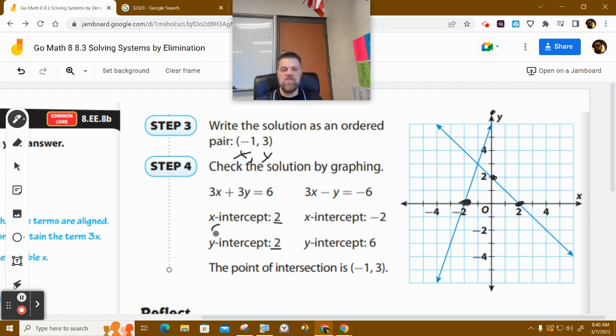Okay. So what I'm saying is my x-intercept of 2 is just going to be 2, 0. And this will be 0, 2. Over here, this is going to be negative 2, 0. And then this one will be 0, 6. And when we look at where they cross, they do cross at negative 1, 3. Okay, so the graph, if I've done all the algebra right and I graph correctly, I should get the same answer for both. Okay, and remember, if you don't remember this, these are in alphabetical order. It's always x, y.